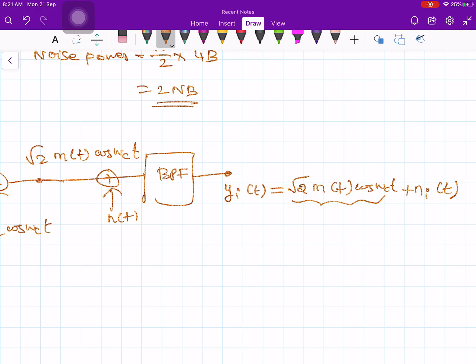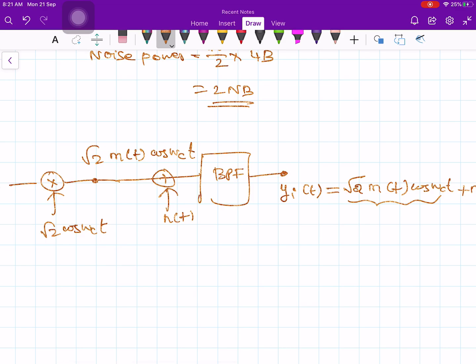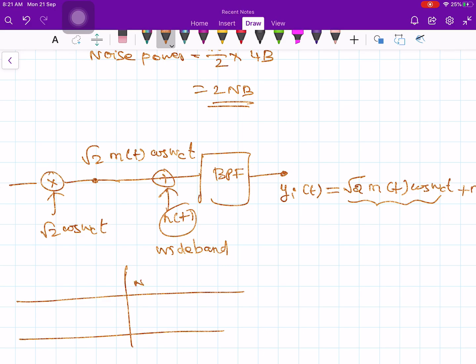Okay, here the noise is a wideband noise. What does it mean? The signal exists from minus infinity to plus infinity with the amplitude of n0 by 2. But the moment you pass it through the band pass filter, then it becomes a narrow band Gaussian noise. Okay, so let me write down in a different color.